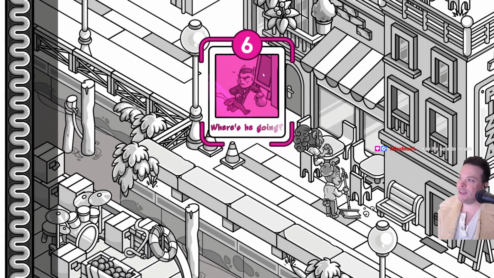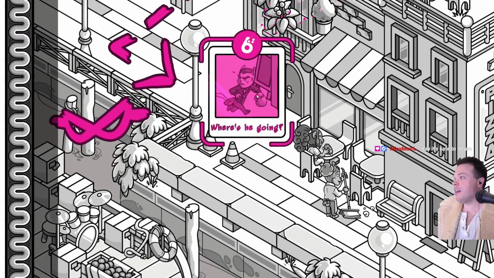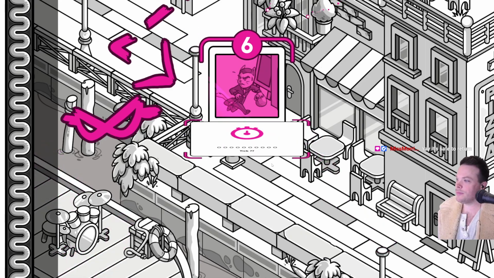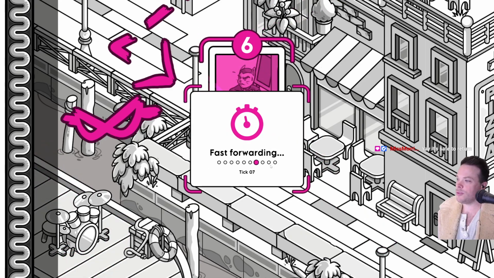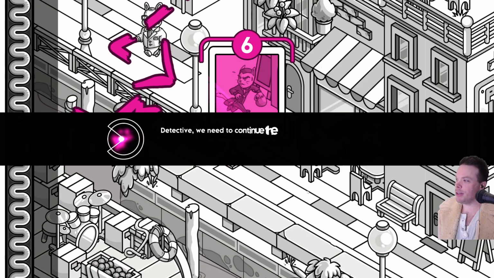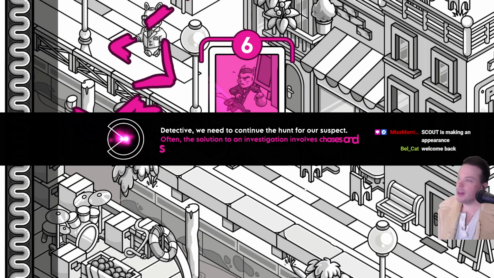There he goes. There he goes again. He's walking towards the watercourse, but for what? Move forwards in time. There's a lady reading a book outside the coffee shop. Detective, we need to continue to hunt our suspect.